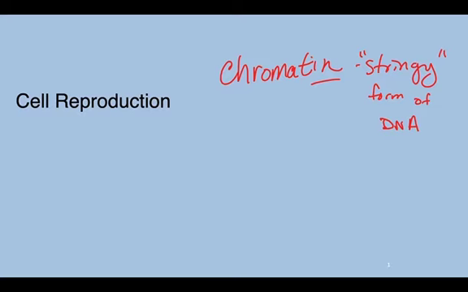And so what happens is before reproduction takes place, the chromatin is going to condense and coil into structures called chromosomes. And I have a really good animation of just how much wrapping and coiling and twisting and condensing chromatin goes through to form chromosomes.